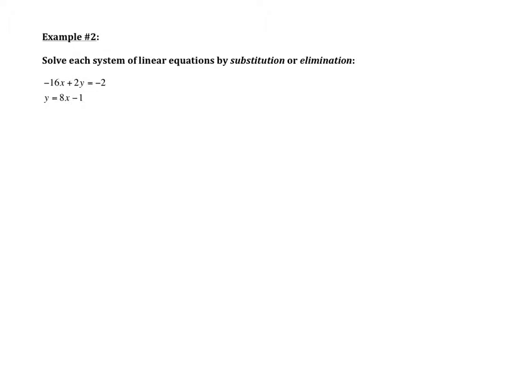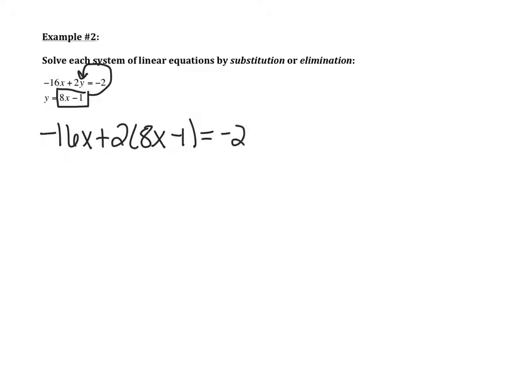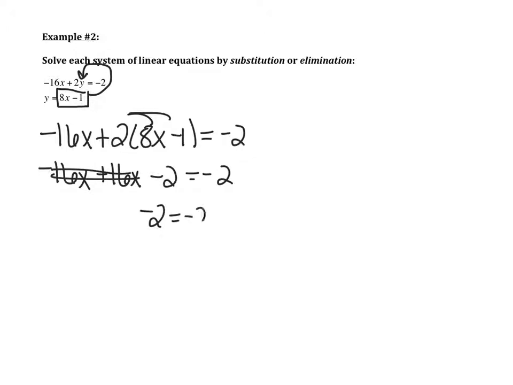So when I look at this problem, I first see that y equals 8x minus 1. So that makes me think that it'd be really easy to take the 8x minus 1 and plug it in for the y in the first equation. So I'd get negative 16x plus 2 times 8x minus 1, and that would equal negative 2. So the first thing I would do is distribute. So I'd get negative 16x plus 16x minus 2 equals negative 2. So these would cancel each other out, and I'd get negative 2 equals negative 2.